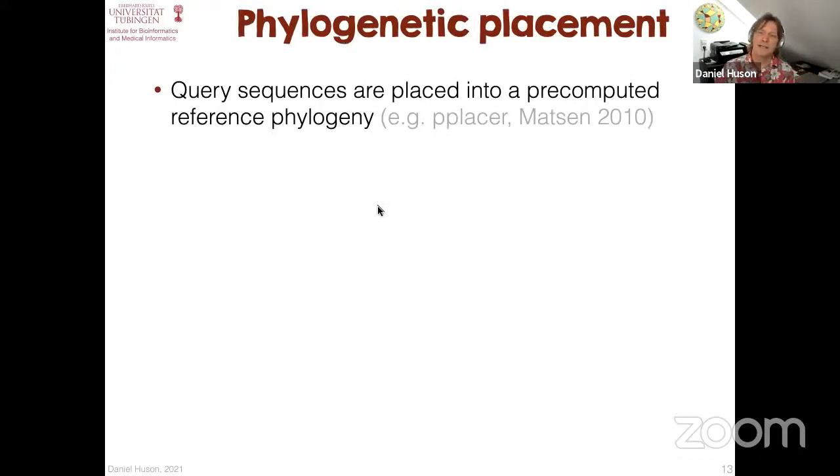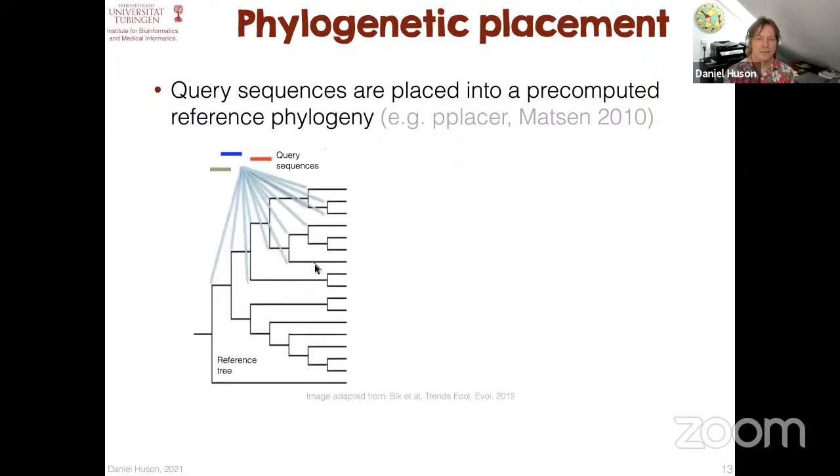So phylogenetic placement is a problem that a lot of people have worked on. For example, Eric Matsen, more than 10 years ago, came up with the pplacer algorithm that's widely used. And here the computational problem is you have a pre-computed reference phylogeny, and now you've got some new query sequences, and you want to find where those queries fit into the reference. So what's the best place to put them? So this is a picture indicating that problem.